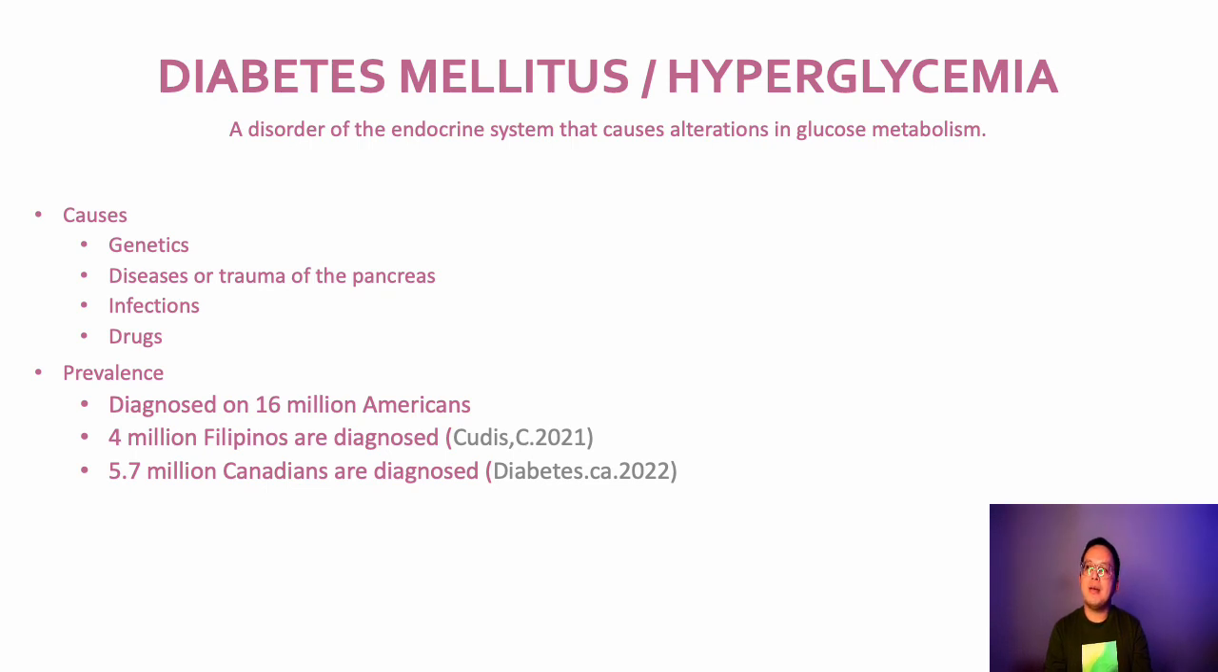Now, what causes diabetes? Causes, number one, genetics. Genetics is the main one. So if your mom and dad has diabetes, make sure you live a healthy lifestyle because you might have one. Diseases or trauma of the pancreas, infections, and as well as drugs. There are drugs that causes hyperglycemia.